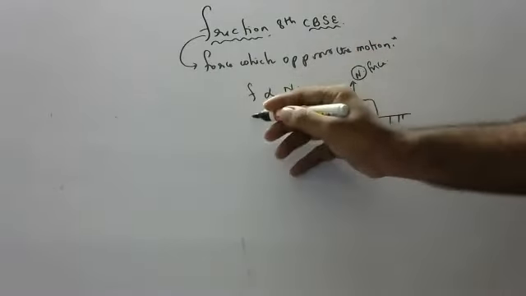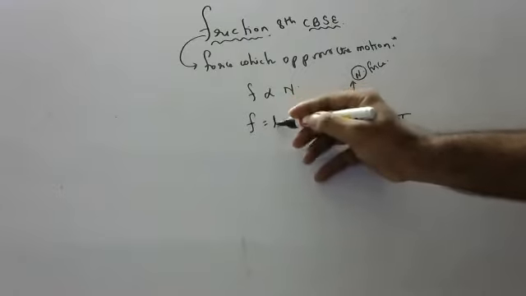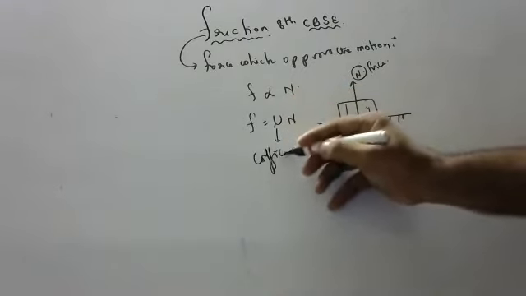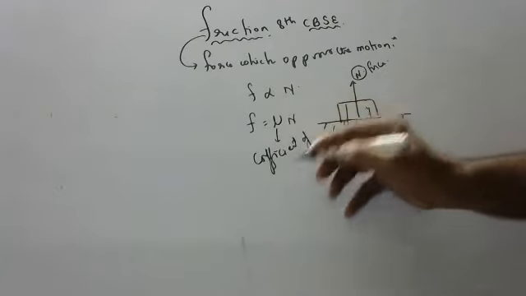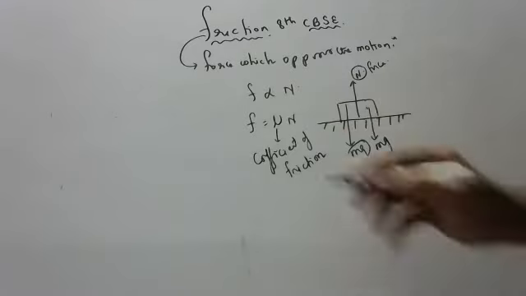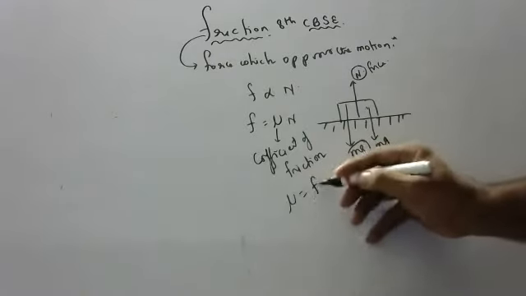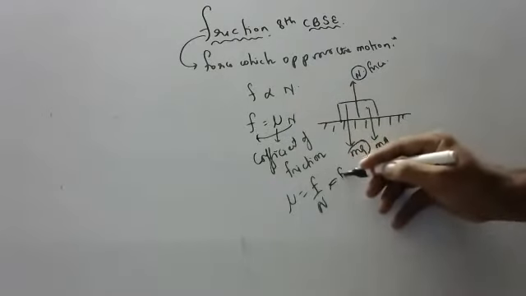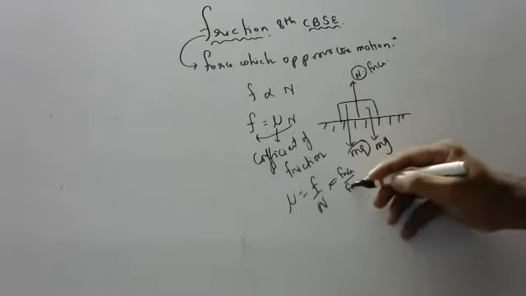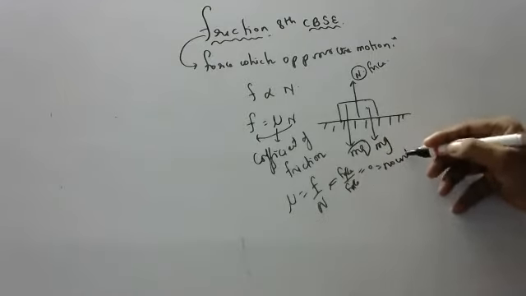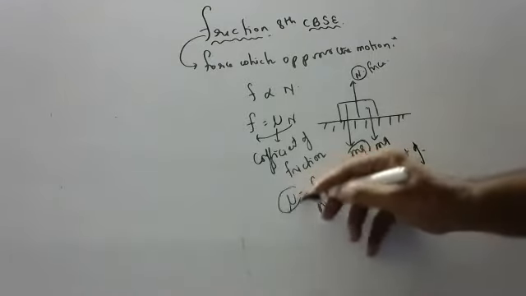Friction is also a force. If you remove proportionality, you have to keep a constant mu, where mu is called the coefficient of friction. Mu is equal to F by N. Friction is a force and normal reaction is a force, so force by force gives no units. There are no units for the coefficient of friction.